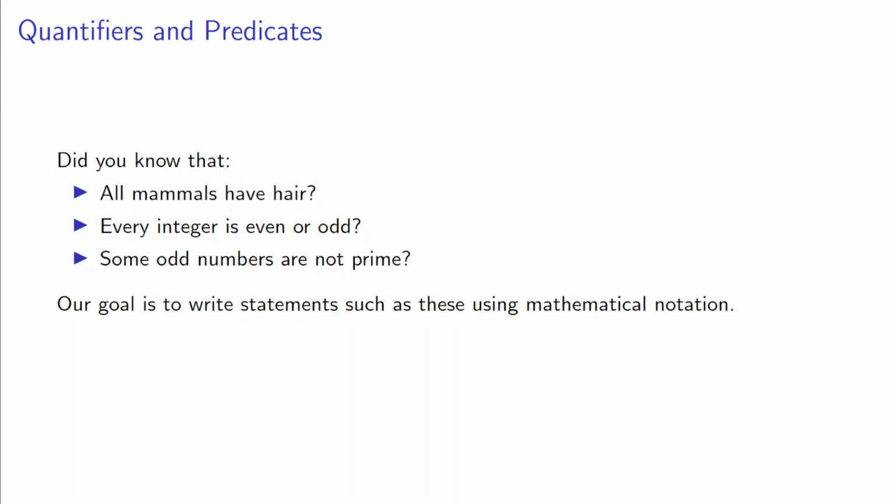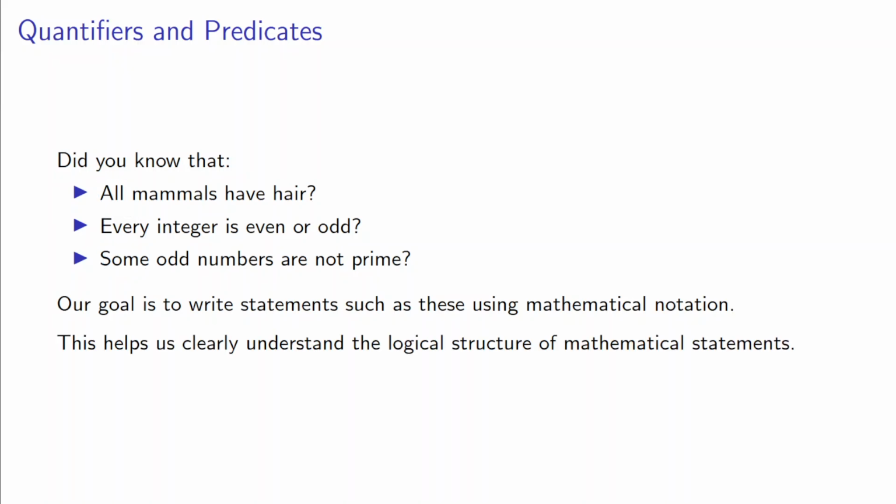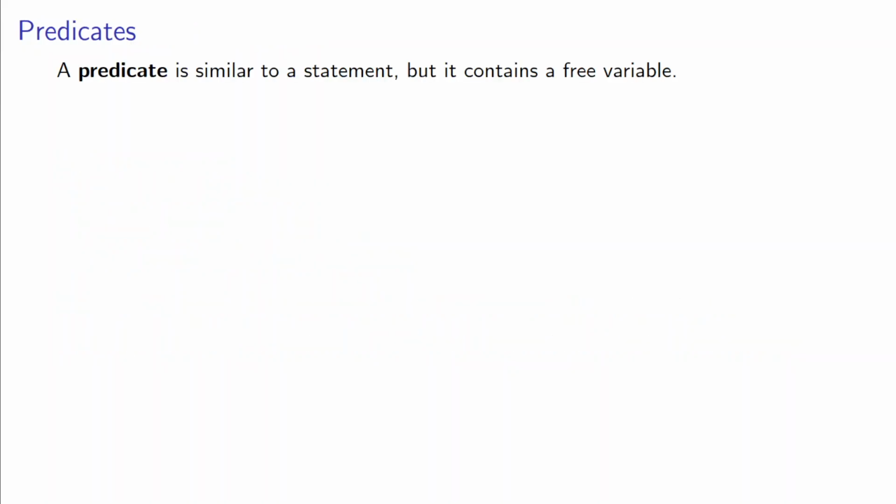So our goal is to write statements such as these using mathematical notation. These are sort of questions, but we could turn them into statements. I guess they're questions because of the "did you know" part. But we can think of these as statements and we want to write them out using mathematical notation. The key thing here is that we've got words like all and every and some. So we want to be able to convert words like that into mathematical notation. This helps us clearly understand the logical structure of mathematical statements.